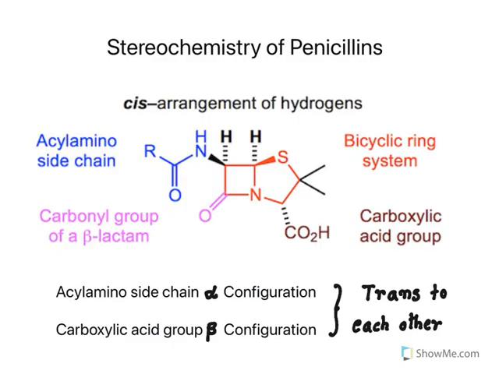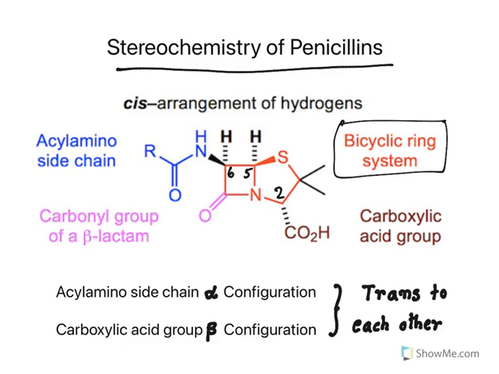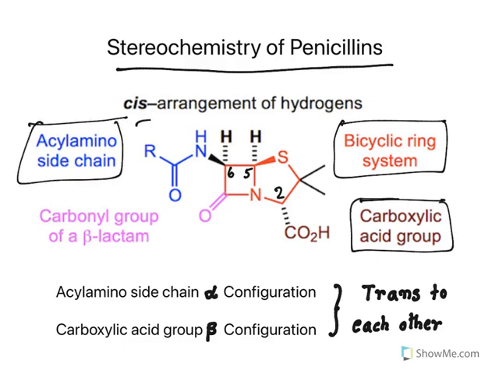Moving further, now let us see the stereochemistry of penicillins. As I told you, the stereo centers are present at the 2nd, 5th and 6th carbons. When you see the entire structure, there is a bicyclic ring structure, a carboxylic group is attached, an acyl amino side chain is attached in most of the penicillins, and a carbonyl group is present at the beta-lactam ring.